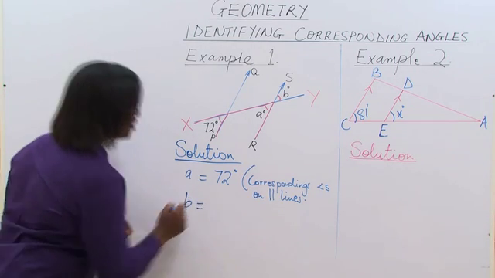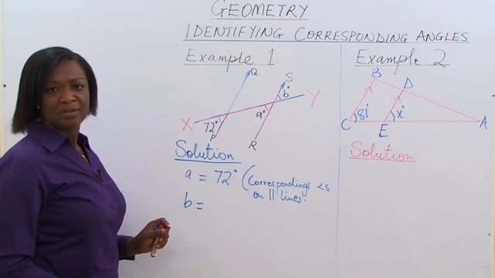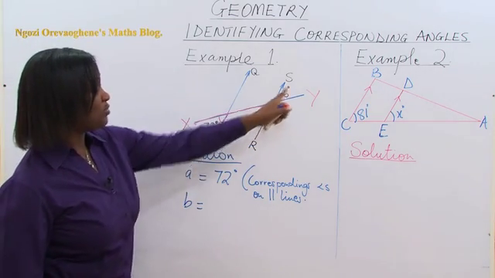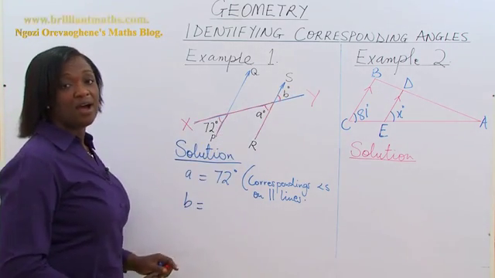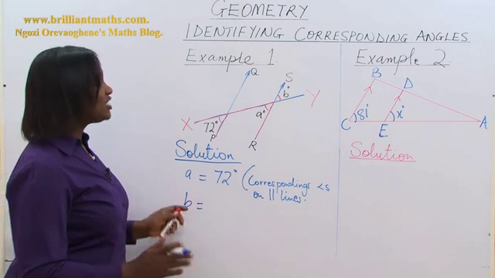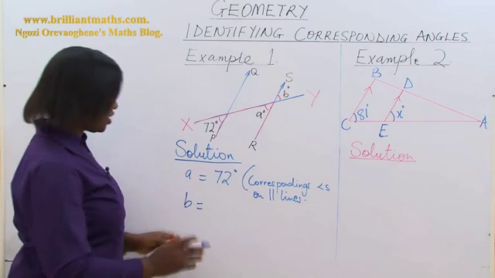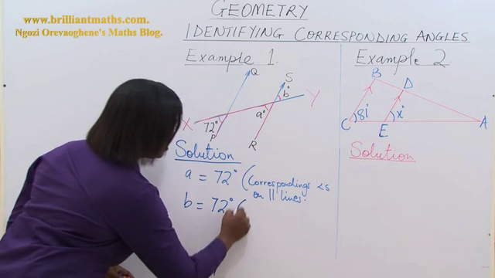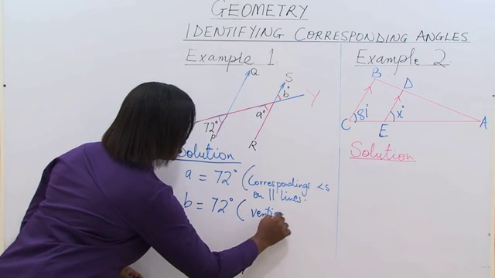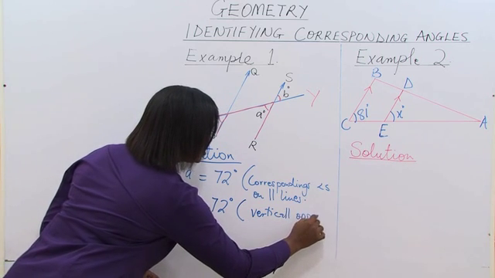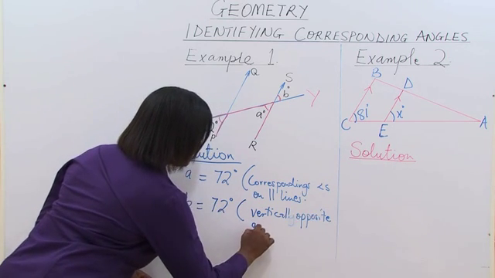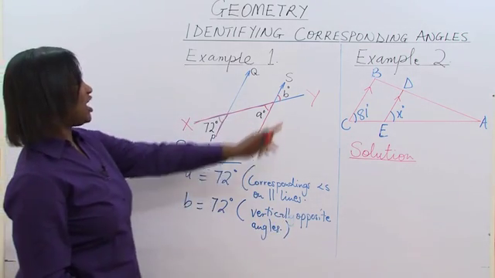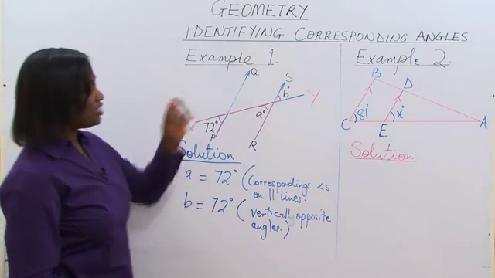Angle B is also equal to 72 degrees. Why? Angle B is equal to 72 degrees because angle A and B are vertically opposite. And we said that vertically opposite angles are equal. B is equal to 72 degrees. The reason, vertically opposite angles. So angle A is vertically opposite to angle B, so they are equal. Let's look at example two.